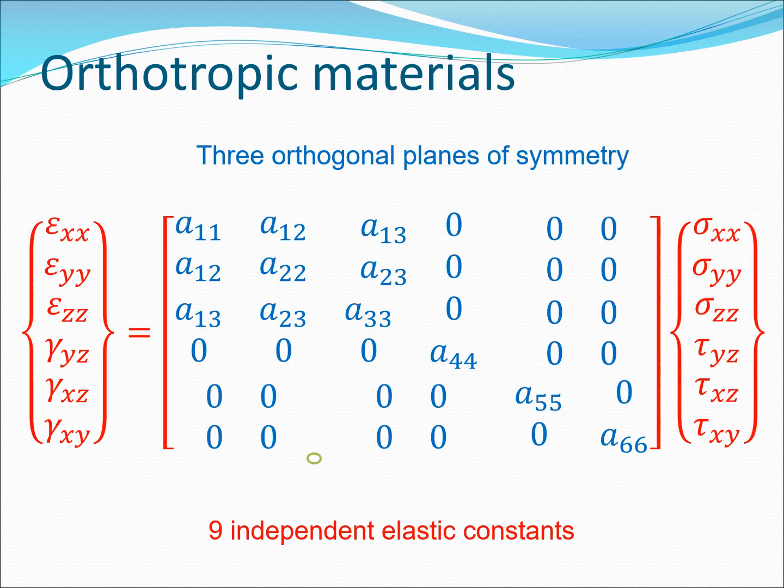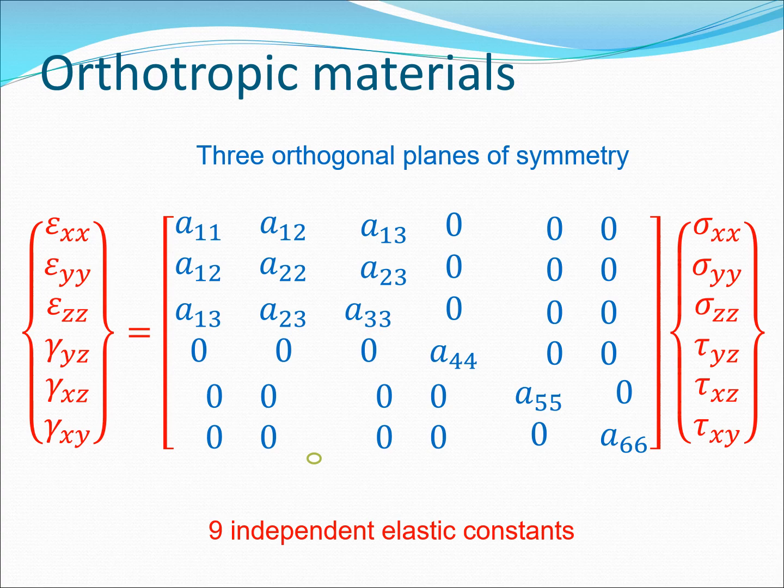Now, fortunately for us, most materials are simpler than the general anisotropic case, and one level of simplicity is when you have orthotropic materials. These have 3 orthogonal planes of symmetry, and in this case you reduce from 21 to only 9 independent elastic constants. So in this case you see a lot of the terms in this matrix are 0, and what we have is A11, A12, A13, A22, A23, A33, and then A44, A55, A66. So a total of 1, 2, 3, 4, 5, 6, 7, 8, 9 elastic constants, or compliances, are there for the orthotropic material.